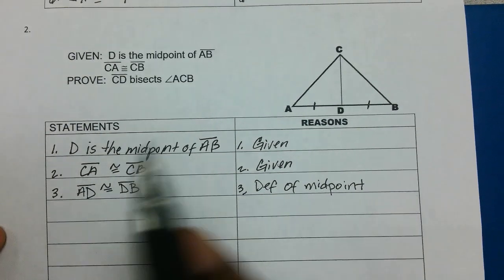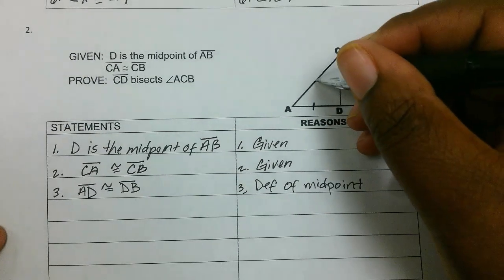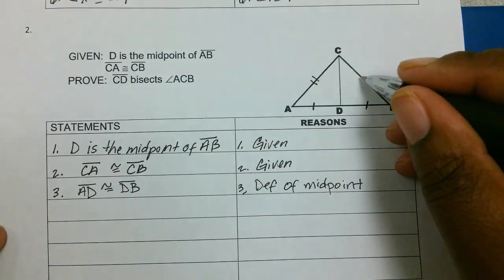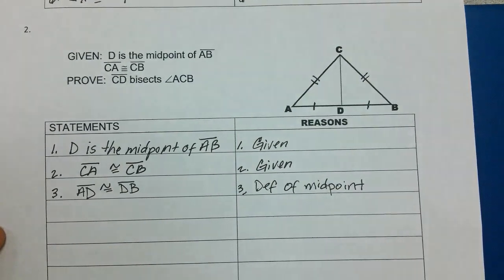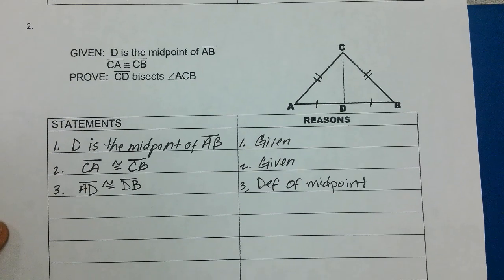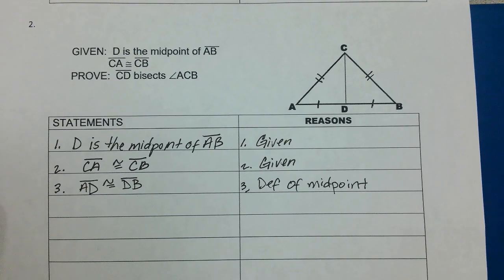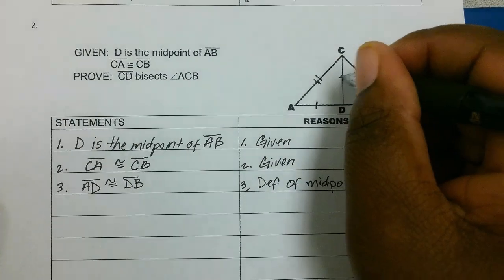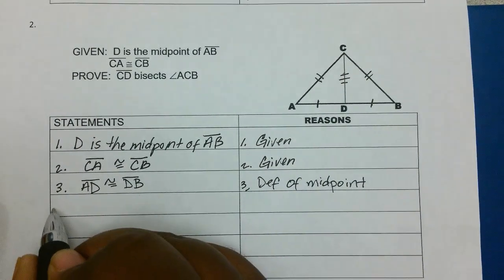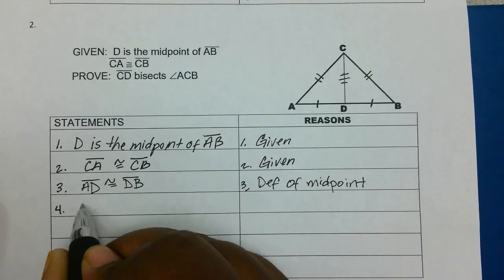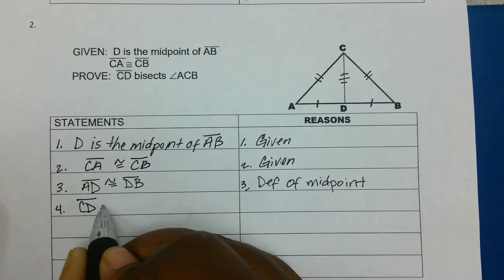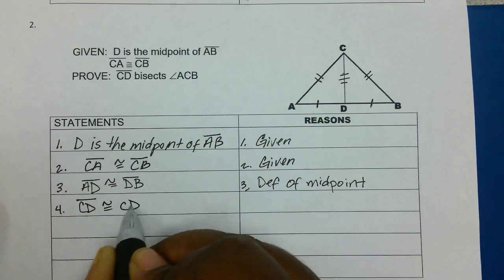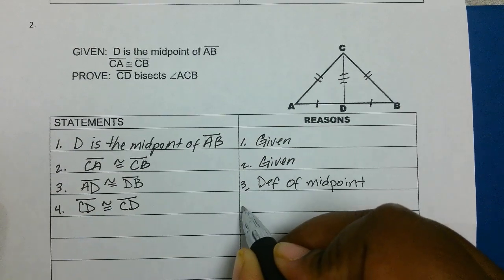It says that CA is congruent to CB. Okay, so I marked that. Now I can't say the triangles are congruent yet because I only have two pieces of information. But I know that I can mark CD congruent to itself. Since both triangles share that side, I'm going to use that reflexive side. So CD is congruent to CD. That's my reflexive property.